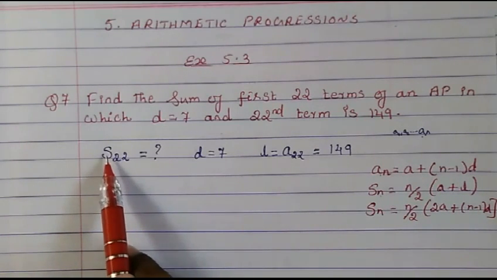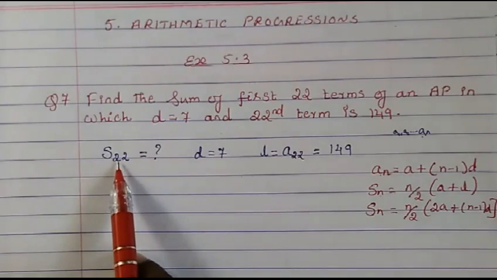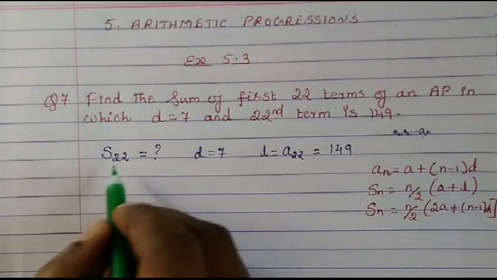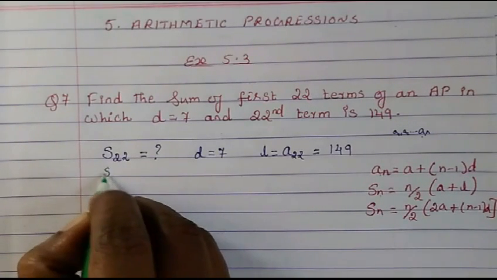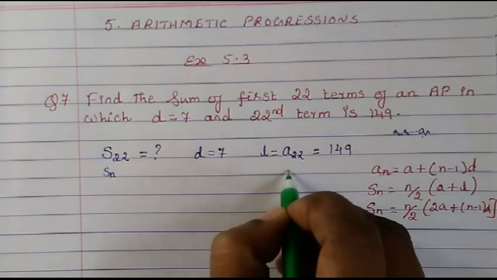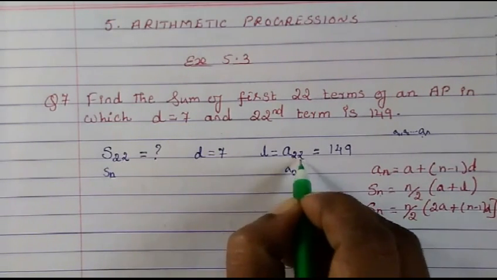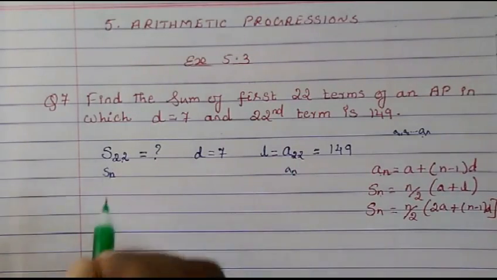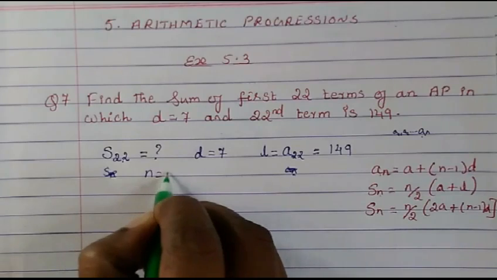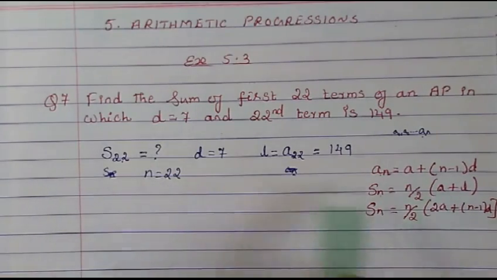Sum of 22 terms means Sn. So the N value is given to us. This can be written like this, Sn, so this is the N value. So what is the N value? 22. N is 22.